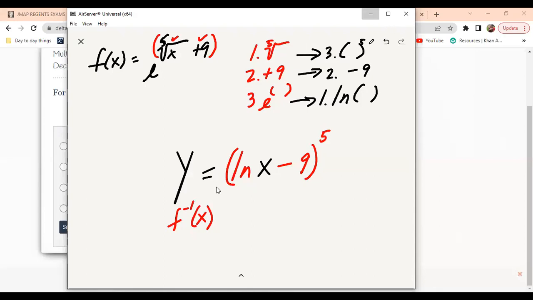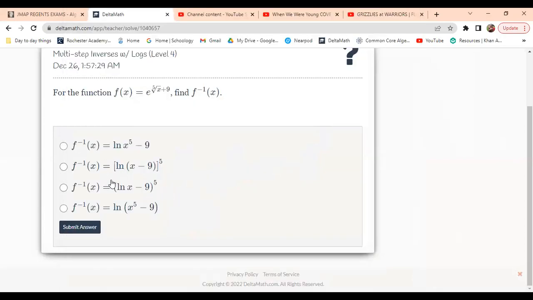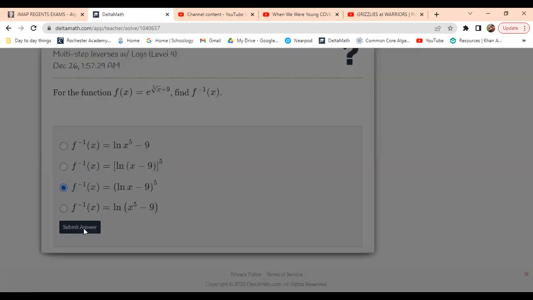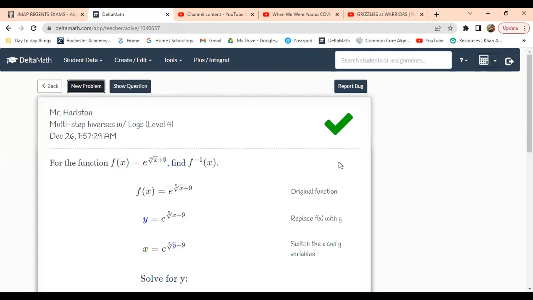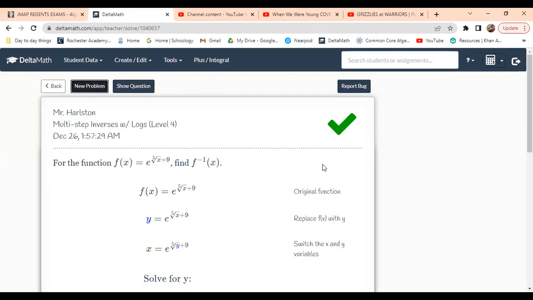So now if I go over here, what am I looking for? The natural log of x -9 raised to the 5th power, which would be this one. And we just checked it. So unless I keyed something in wrong, that's the answer. So that's how you can check whatever you're doing.